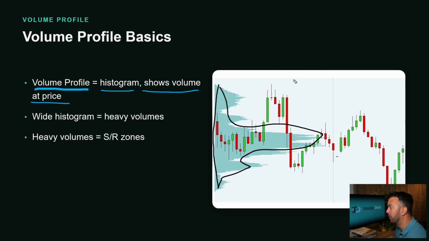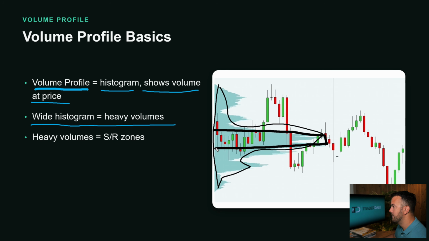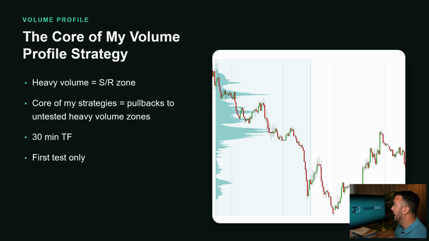What is most important in every volume profile are heavy volume zones, right? A heavy volume zone is simply put where the histogram is wide. So in this case, this would be the most important place in the volume profile because this is where the volume profile is the widest. The reason that those heavy volume zones are that important is that heavy volumes represent strong support and resistance zones. I have a couple of volume profile strategies that I apply.